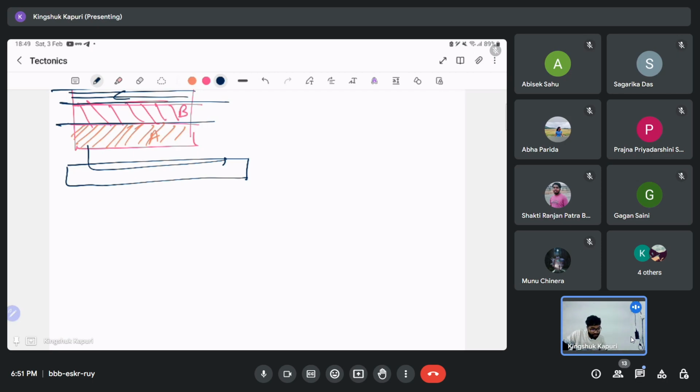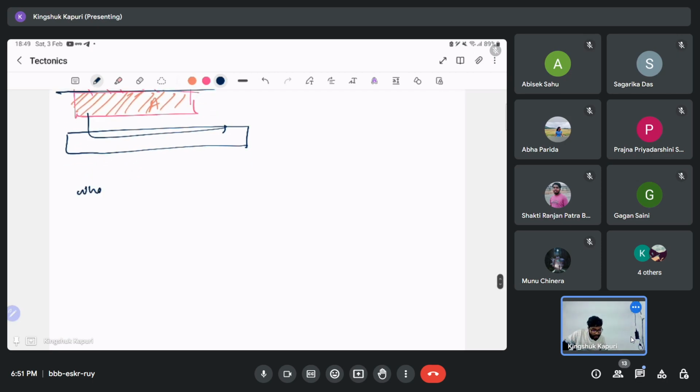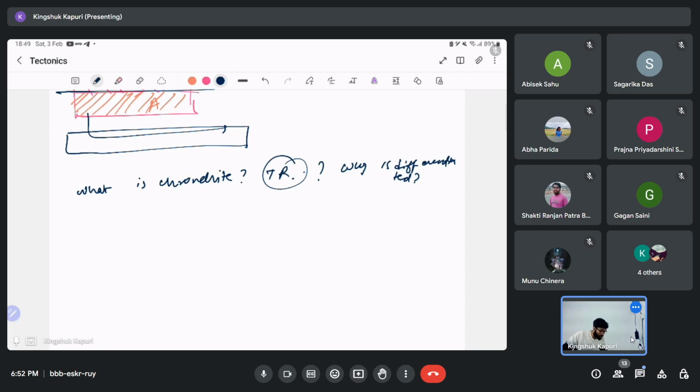Now, if a question comes, what is a chondrite, what are the textural relationships in a chondrite, and why is it called an undifferentiated meteoroid, I think you all will be able to answer the question, right? Why it is undifferentiated, I think the concept is very clear to all of you. Yes, sir.